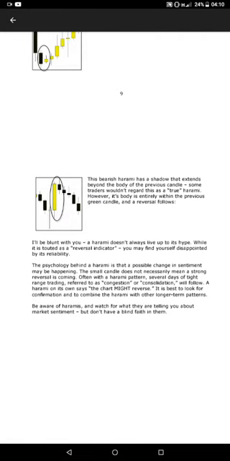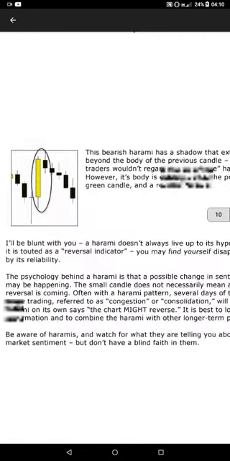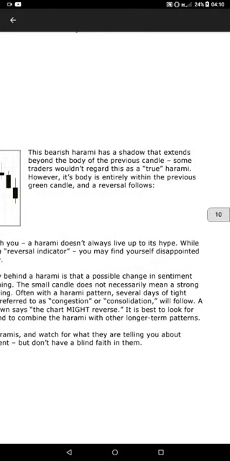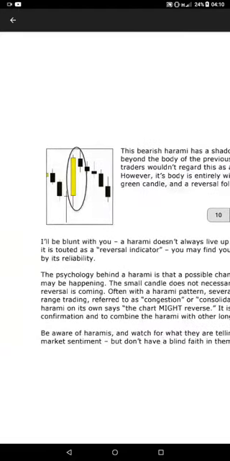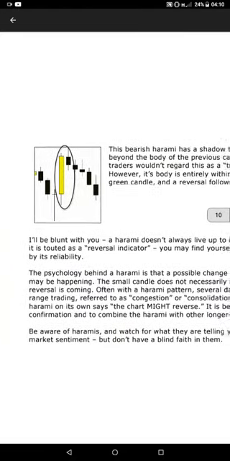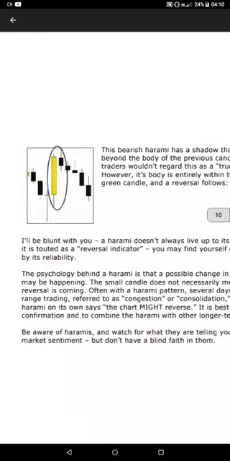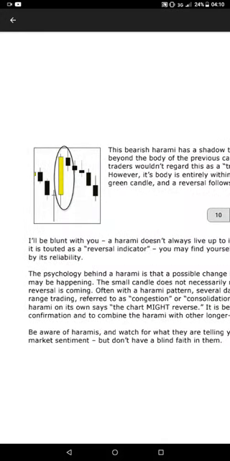I'll be blunt with you. A harami doesn't always live up to its hype. While it is cast as a reversal indicator, you may find yourself disappointed by its reliability.